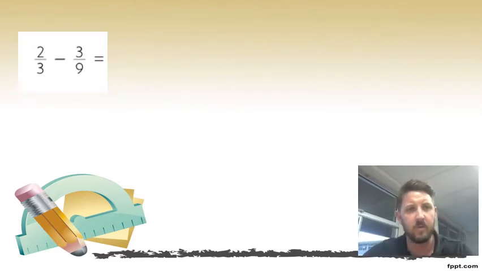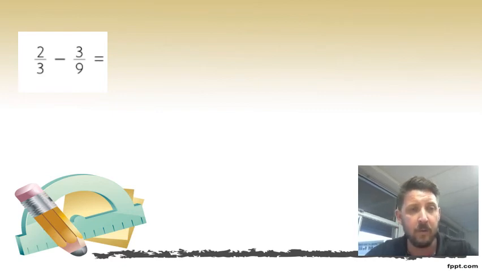Right, I'm going to try a third one. This is a subtraction sum. I'm just going to tell you that because a lot of people don't always look at whether it's an addition or a subtraction sum. They just do it and then they do it the wrong way. So it's 2/3 take away 3/9. Now, I want you to stop the video here and have a go at this one yourself, and I'll come back in a second and I'll go through it with you.